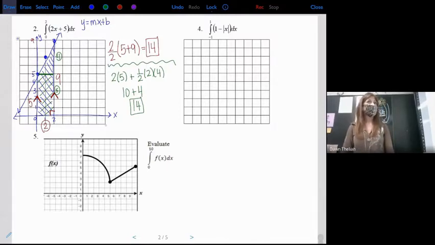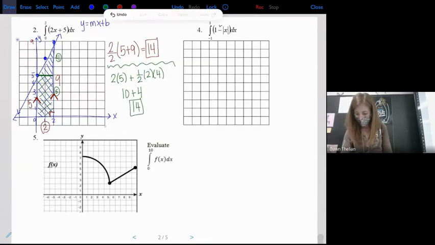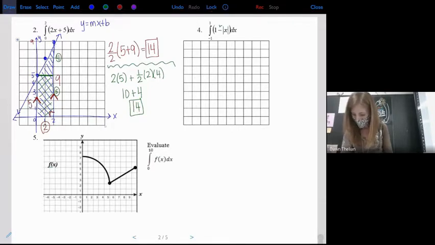Another function that you kind of have to know how to sketch without the use of a calculator is absolute value. And that's your V function, where the turning point is at 0, 0. But if we look at this function on number 4, we're subtracting the absolute value. So this time it is going to be negative. So this is going to be reflected, the negative.